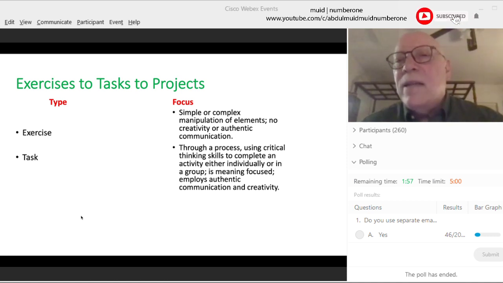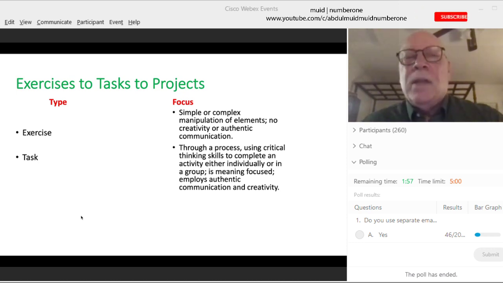Tasks are a process where students have to use critical thinking skills to complete an activity, either individually or in a group. Either way, the task is meaning focused. It employs authentic communication and creativity. They have to develop something.